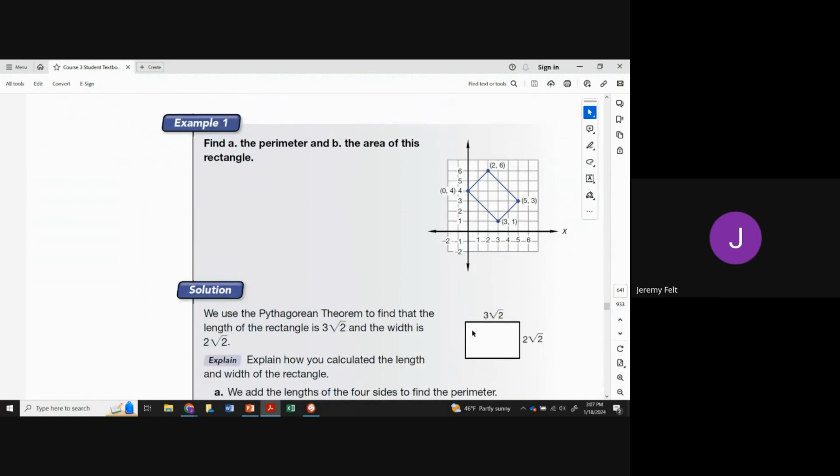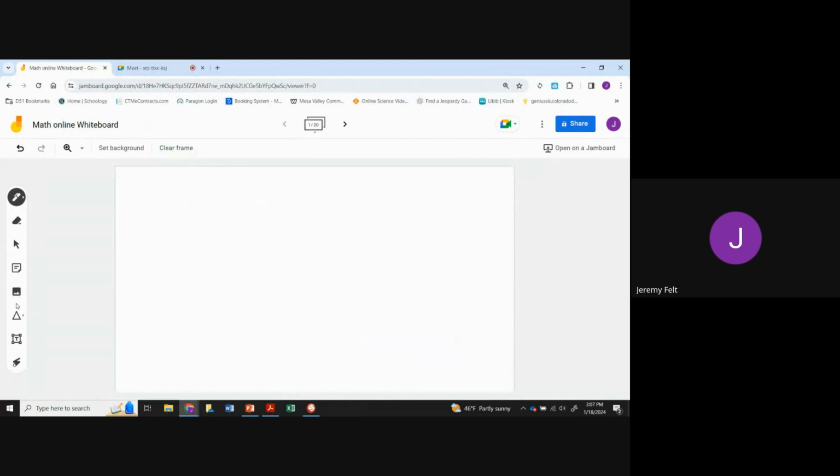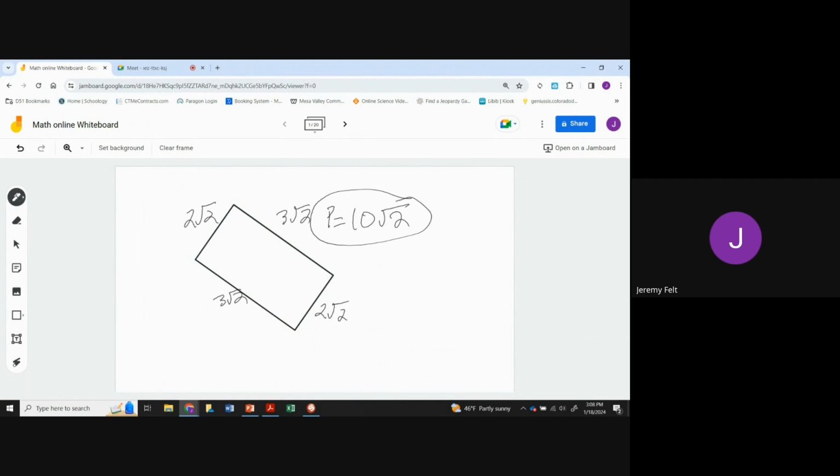And now to find the area, so here's our rectangle. I know they have it kind of like this. This one is 2 root 2. It's 3 root 2. Now we want to find the perimeter. So I have 2 times the square root of 2. I have 3 right here, and 2 and 3. We just add them up. 2 plus 3 is 5. Plus 2 is 7. Plus 3 is 10. So I have 10 root 2 for the perimeter. Add it up all 4 sides.